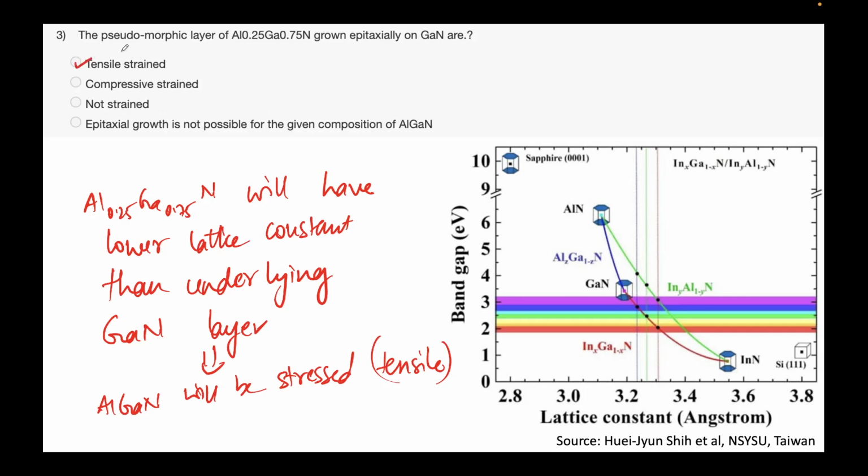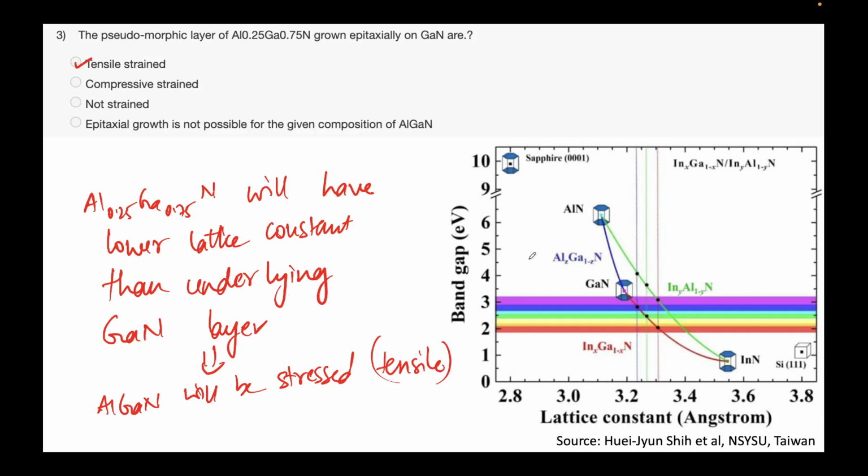Now there is a word that is being used here, the pseudomorphic layer. Morph means shape. Pseudo means you are changing the natural shape of AlGaN. Why is it changing? Because it is growing on GaN. So that's why this term pseudomorphic, essentially in this context, means that. The pseudomorphic nature of AlGaN means that it is under stress, and in this problem it happens to be under tensile stress.